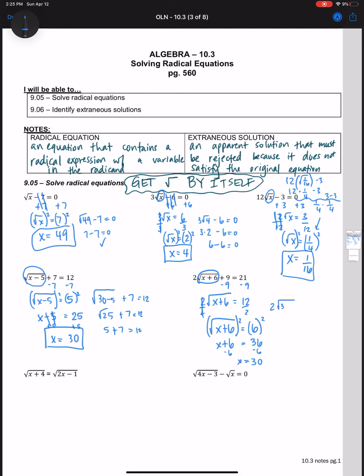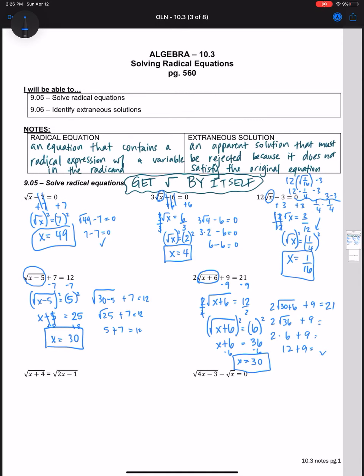All right, let's see if that's legit. 2 times the square root of 30 plus 6, plus 9, does that equal 21? 2 times the square root of 36 plus 9, which would be 2 times 6 plus 9. 12 plus 9 is 21. Yes, it is. So x is 30.